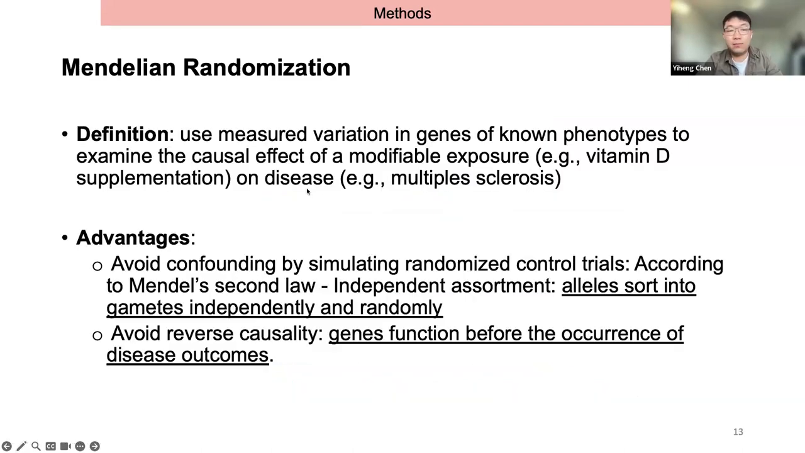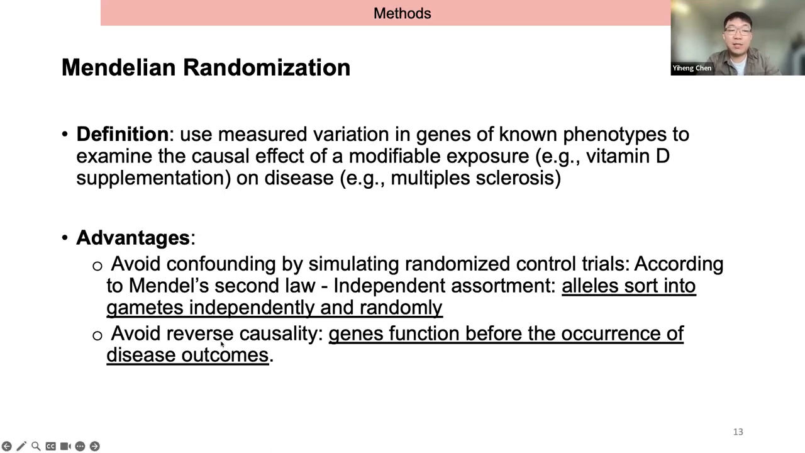So just to summarize this method, MR uses measured variation in genes of known phenotypes to examine the causal effect of a modifiable exposure, such as vitamin D, on a disease such as multiple sclerosis. The advantages of MR, especially to address those two challenges, are that it can avoid confounding by simulating the randomization process. According to Mendel's second law, the independent assortment, alleles are sorted into gametes independently and randomly. This means individuals who carry the G allele, as I mentioned, that leads to a higher level of vitamin D, should be similar in terms of their potential confounders or other features to those who carry C alleles. So the confounders should be evenly distributed in those two subcohorts.